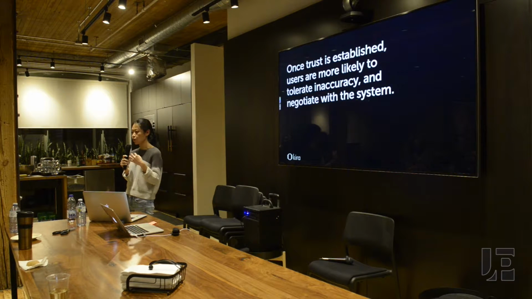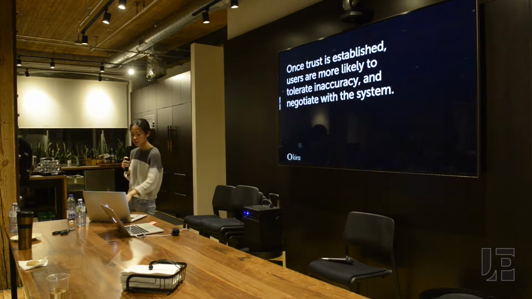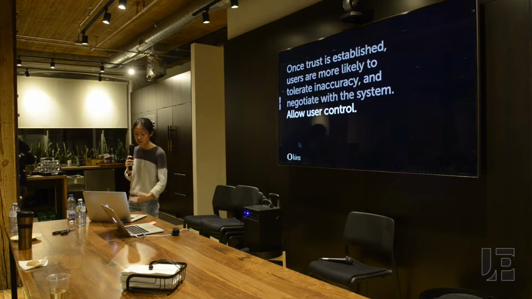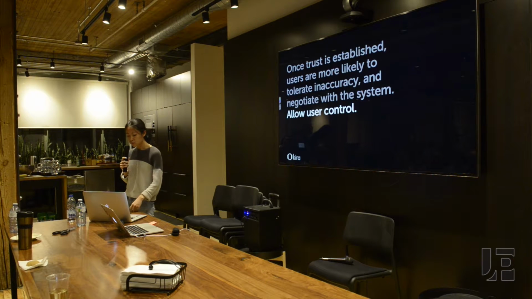But the key here is, once you give something that people can interpret and they can understand, once that trust is built, they could actually tolerate a little bit of inaccuracy and spend some time changing things, negotiating with things. Which also means the design implication is that allowing that kind of user control is really, really important. So give them a way to actually negotiate with the system.